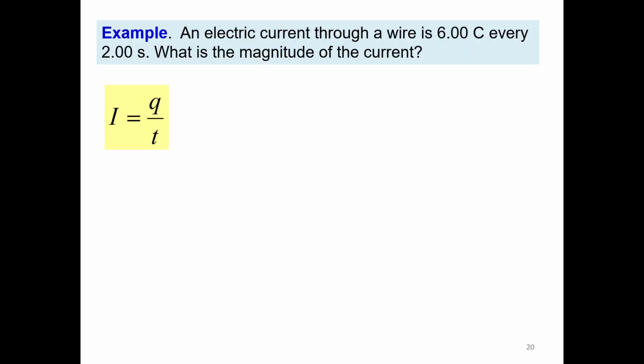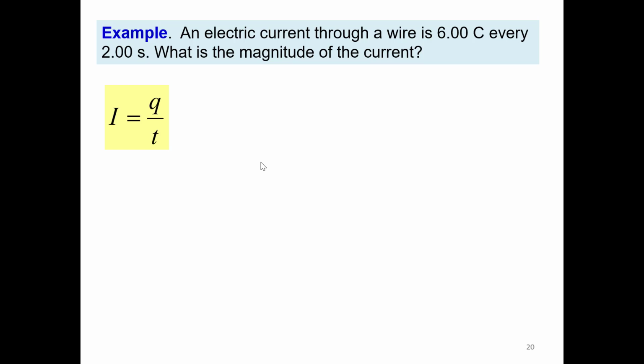Now let's do this example just to be more familiar with the equation. We can define the current as the rate of charge per time. Yes, the rate of charge is how much charge per time.